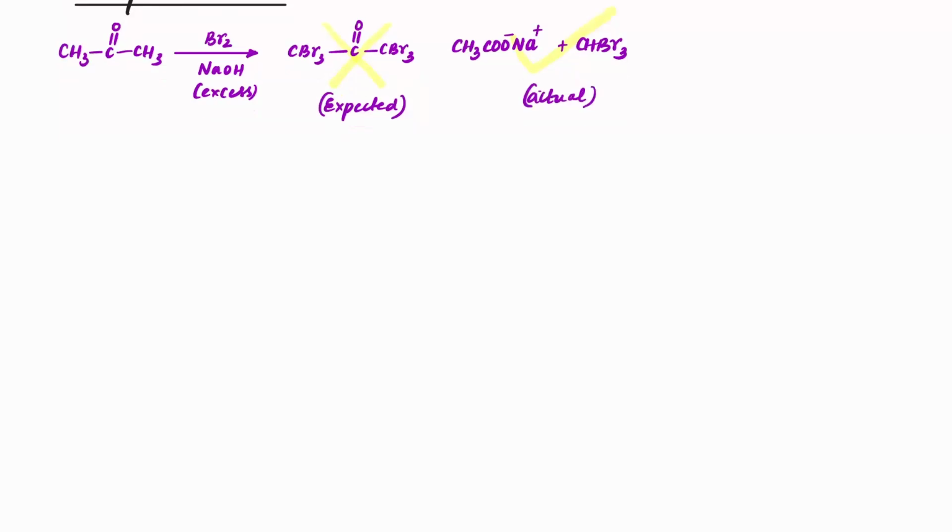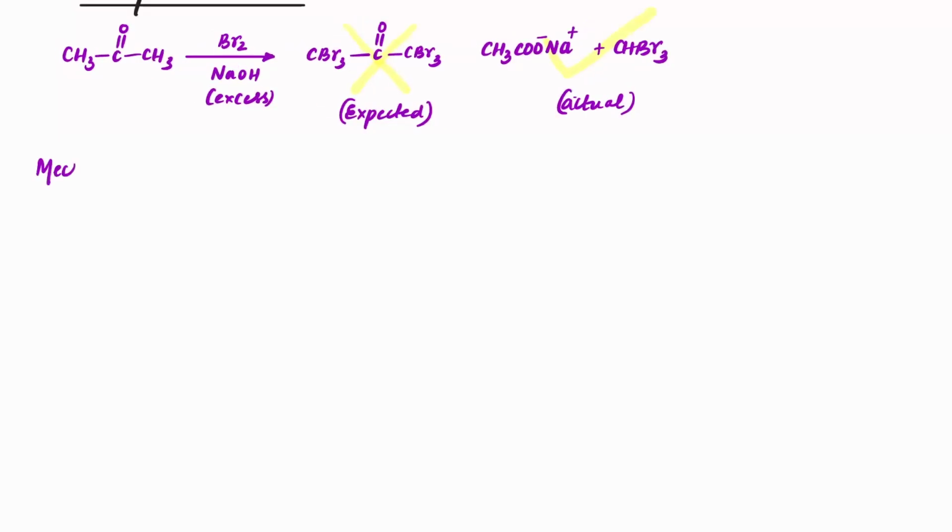We know that the first 3 bromines, let me write it this way as a mechanism part. You know what will happen up to the first 3 bromines. So this will be CH3, C double bond O, CH3 plus 3 moles of Br2 in the presence of 3 moles of NaOH. The first 3 would replace all the hydrogens here and you'll get this as CBr3. Correct? Up to this, there is no problem.